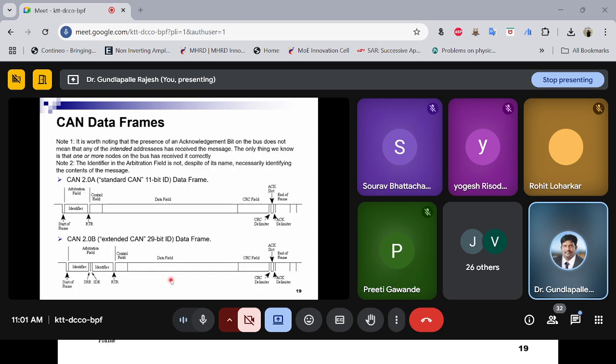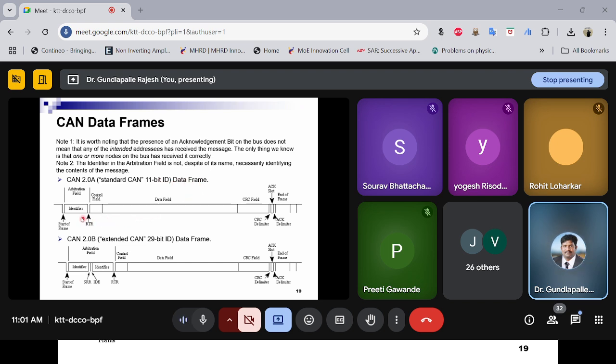Now let us go with the data frame itself straight away. This is the CAN data frame. This is the CAN 2.0 A standard, and this is the CAN 2.0 B standard. CAN 2.0 A standard has an 11-bit ID, whereas extended CAN will have a 29-bit ID data frame. So what is this 11-bit ID data frame?